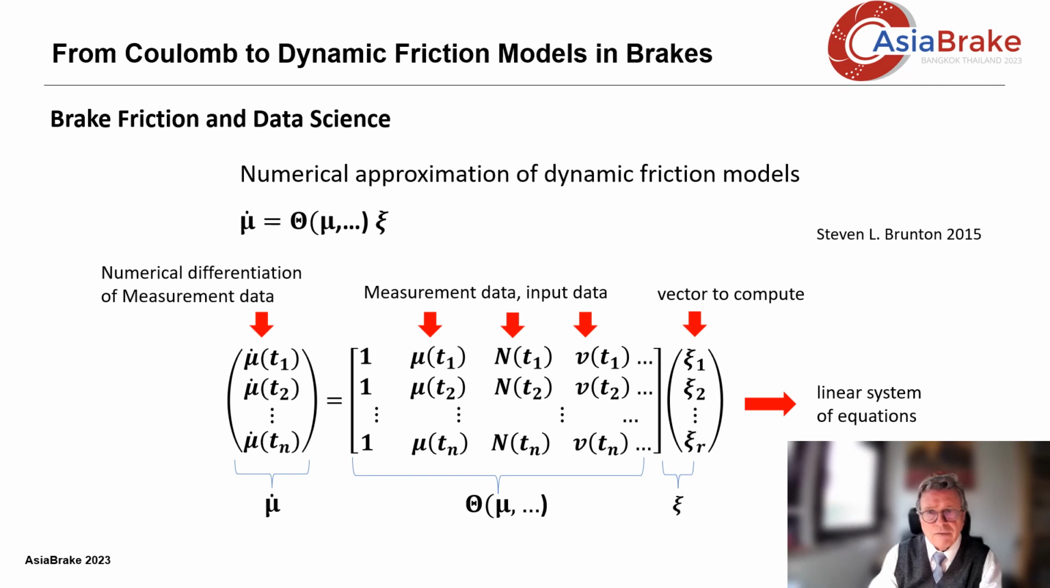You want, after all, dynamic friction models, that is, a system of equations for mu. You have measured values over time. You see here a linear system of equations. We get the left side by numerical differentiation of the measured values of mu. The matrix contains parameters and measured values which are all known. If we calculate the vector xi on the right, we just get the model we are looking for.